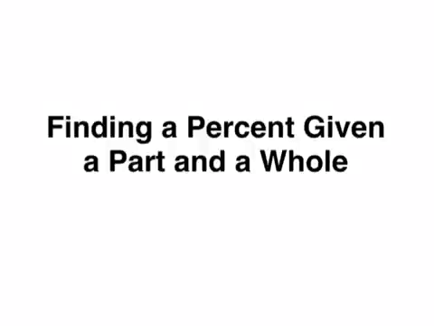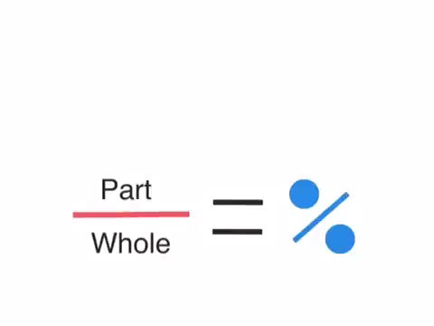Alright, you little mathematicians, part 2 of this video series out of 3, finding a percent given a part and a whole. So again, we have this little setup here where it's part over whole, part out of a whole, a certain ratio, a certain fraction equals a certain percent. And any of these things can be blank.